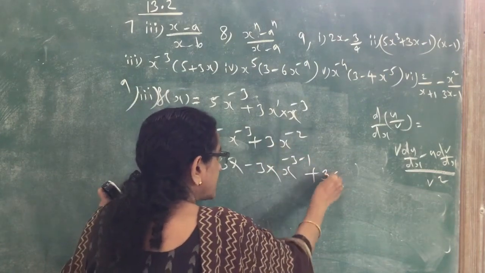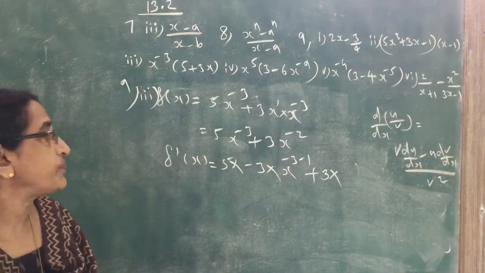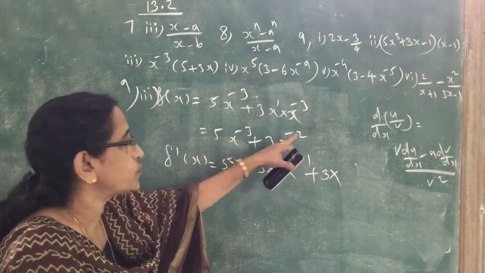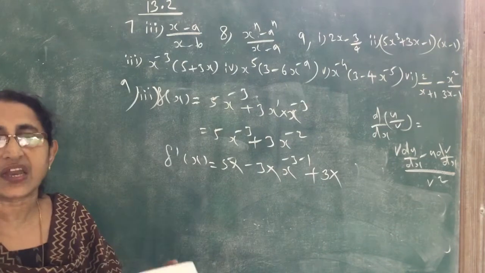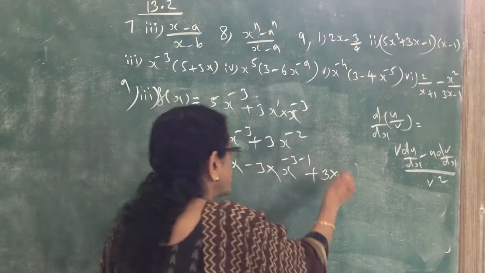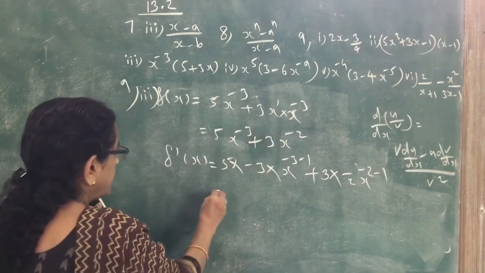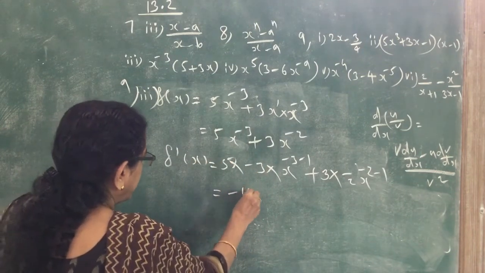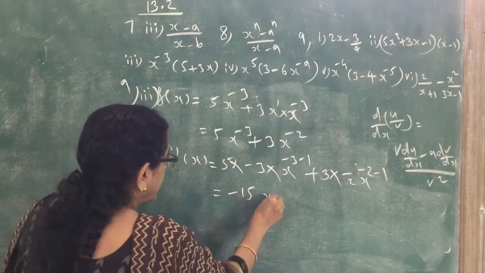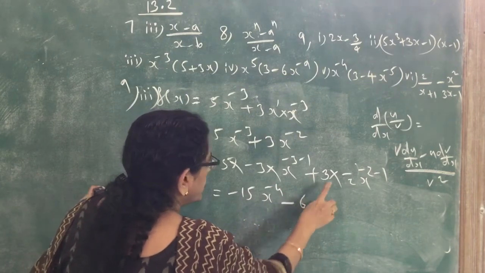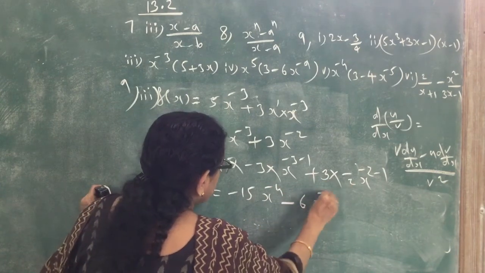3 is a constant, we can take it outside. 3 into the derivative of x raised to minus 2. Again apply the formula for x raised to n. N means minus 2. Minus 2 into x raised to minus 2 minus 1. That is 5 into minus 3, minus 15, x raised to minus 4, minus 6, that is 3 into minus 2, x raised to minus 3.